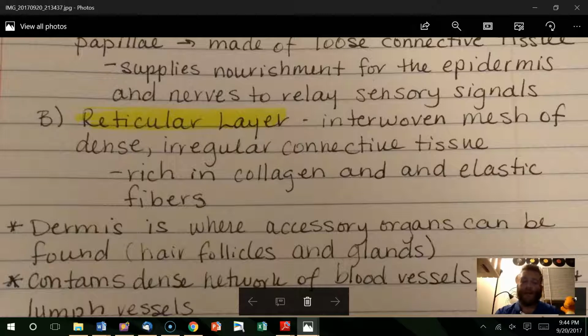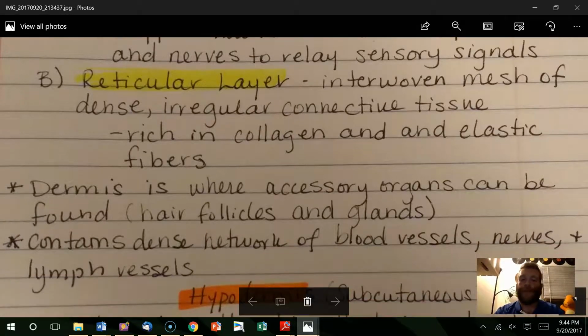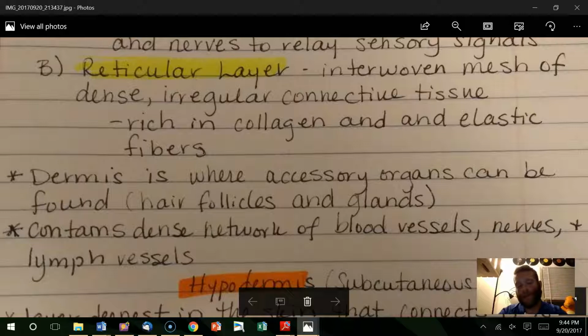So with the dermis, your dermis is also where you are going to have many of your accessory organs. So hair follicles are going to be found in the dermis, and a lot of your glandular tissue is going to be found in there. So like sebaceous glands and sweat glands and oil glands, those things are all going to be found in your dermal layer.